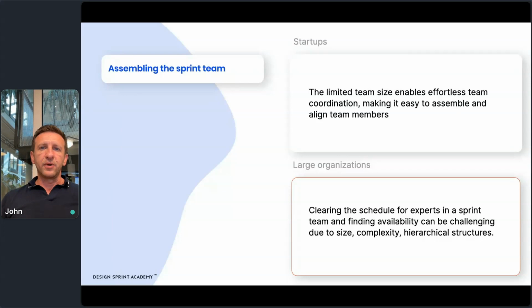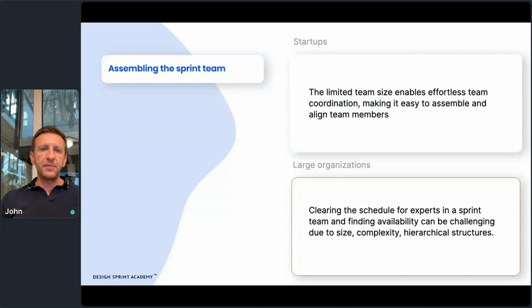One of the things that's very important to a design sprint is assembling a team, and you need a team of experts working on solving that problem. In a startup environment, that's very easy to do. You have a small team anyways, you can easily access everyone, you can coordinate logistics. So it's very easy to assemble the right team of experts to work on a problem.